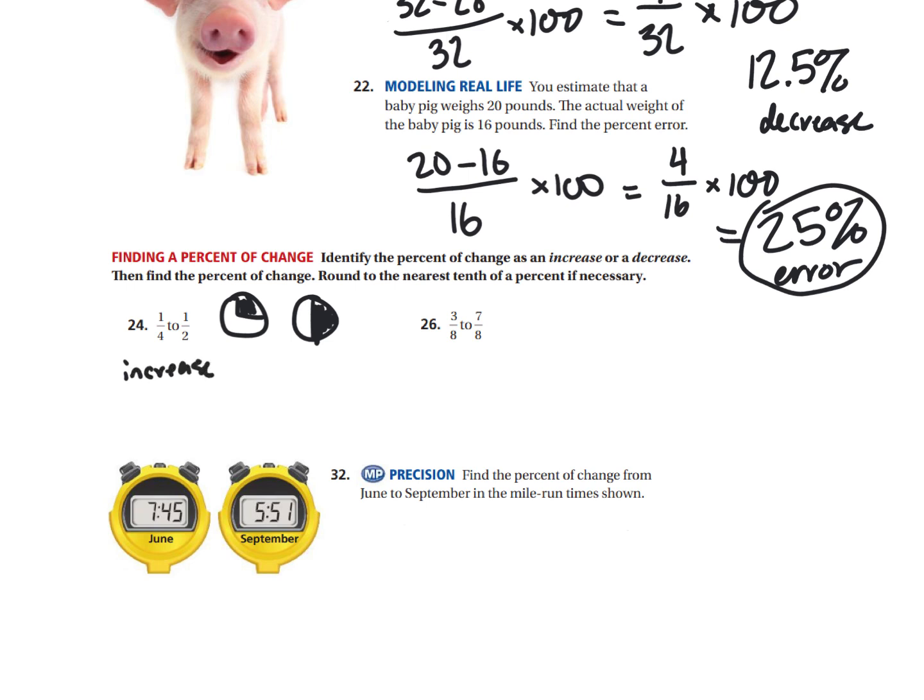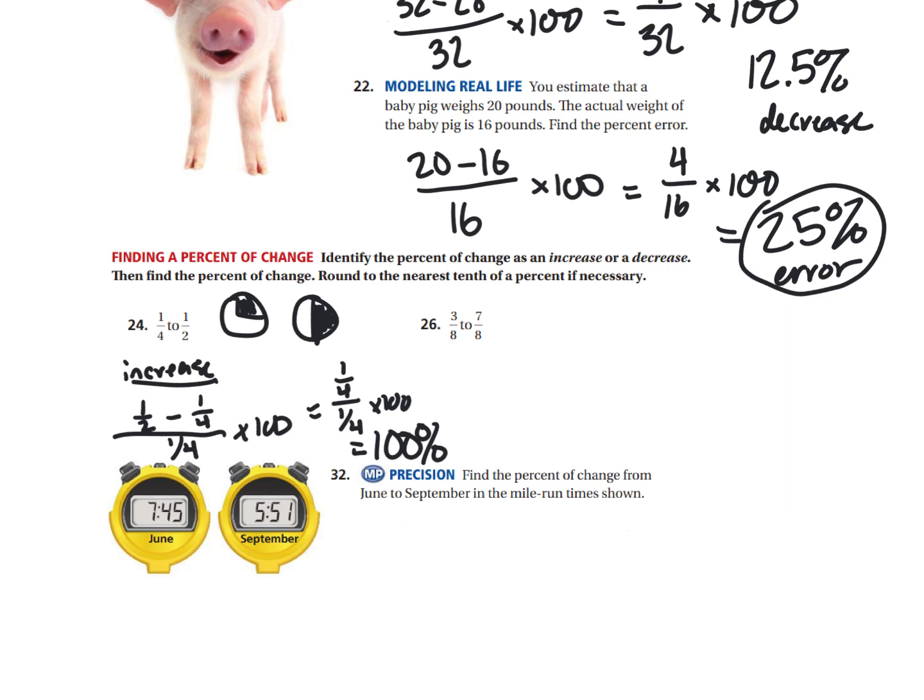Okay, and then to go ahead and do this, right, 1/2 is bigger, 1/4 is smaller. The original number is 1/4, and then we're going to multiply by 100. 1/2 minus 1/4, or 2/4 minus 1/4 is 1/4. So I'll have 1/4 over 1/4 times 100. Well, 1/4 over a fourth is just 1. Multiplying that by 100, I get an answer of 100%. And we know it went with increase. So 100% increase from 1/4 to 1/2.